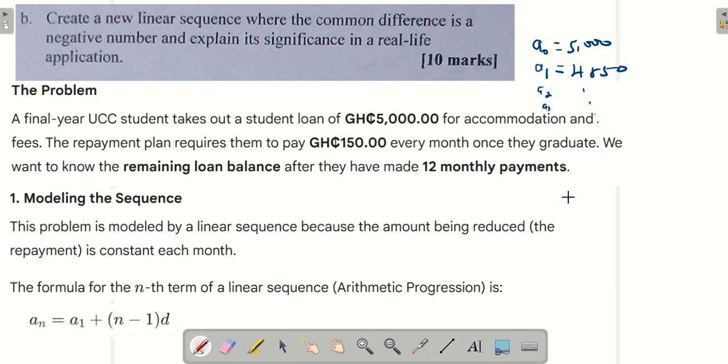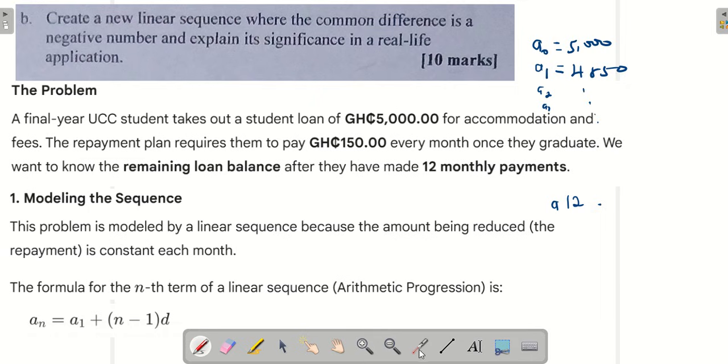Now we are going to reduce up to A12. Now let's watch something. The question asks us to explain its significance. Based on this question, we want to know the remaining loan balance after they have made 12 months' payment. So we want to see the loan balance after 12 months.